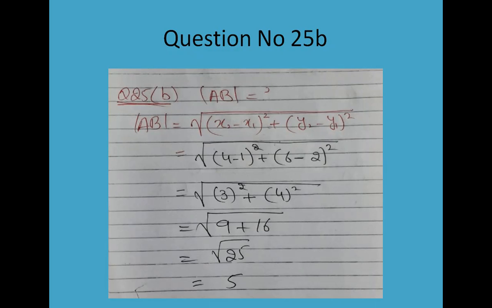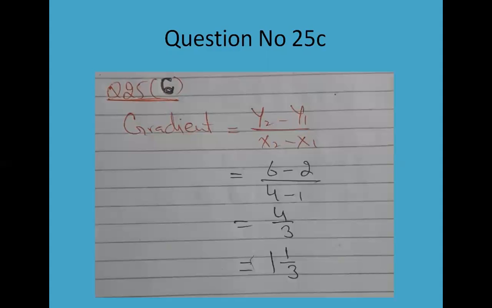Because the distance formula has a square root in it, that will be 5. So the length AB is basically 5. Okay, now they want you to find the gradient of the AB line.